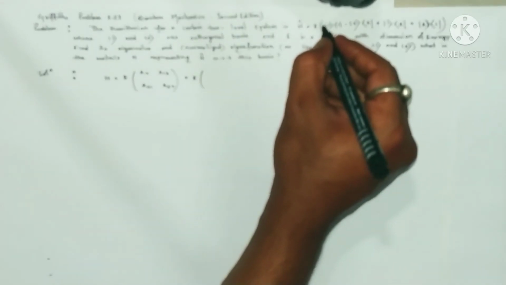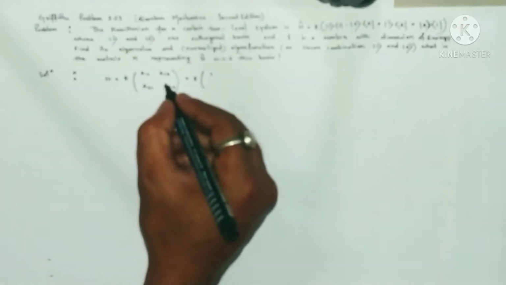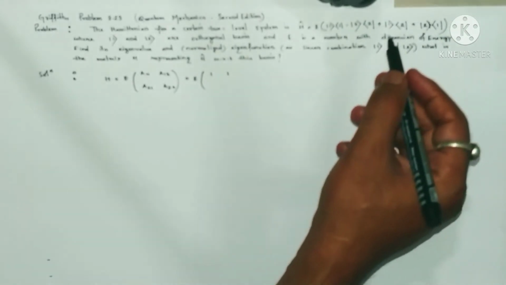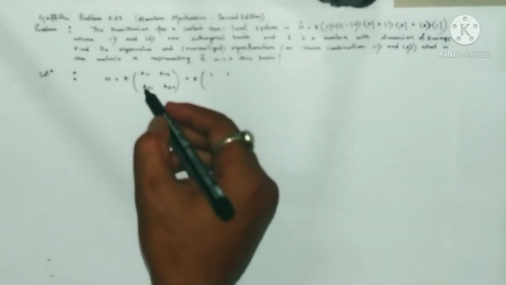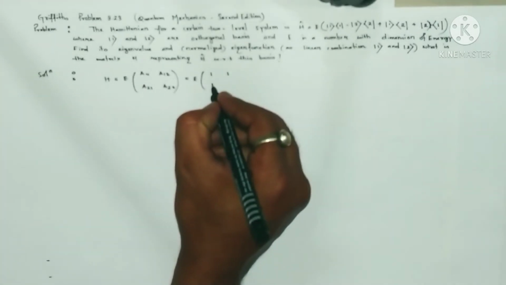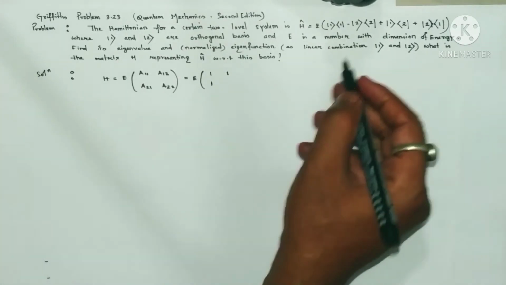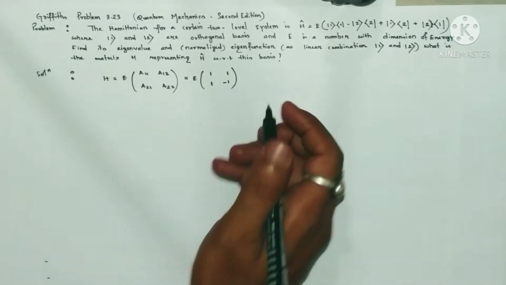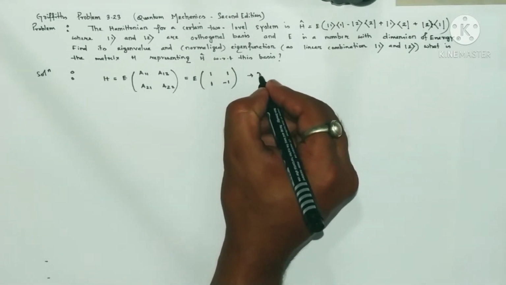Fine. So from here we can write E times A11, the |1⟩⟨1| coefficient, is 1. Then A12, the |1⟩⟨2| coefficient, is also 1. Then we have |2⟩⟨1| coefficient is 1 and |2⟩⟨2| coefficient is minus 1. So this is the matrix, and from there we can find lambda.